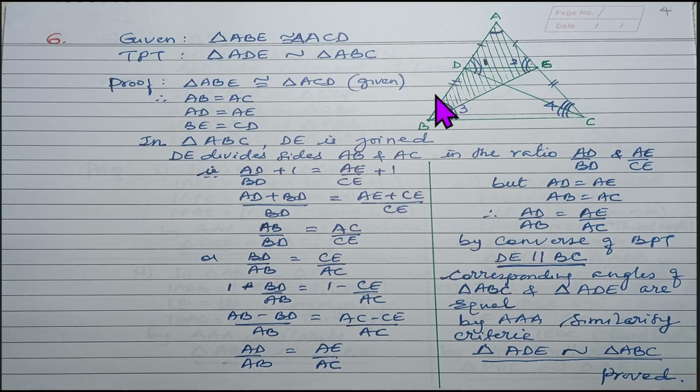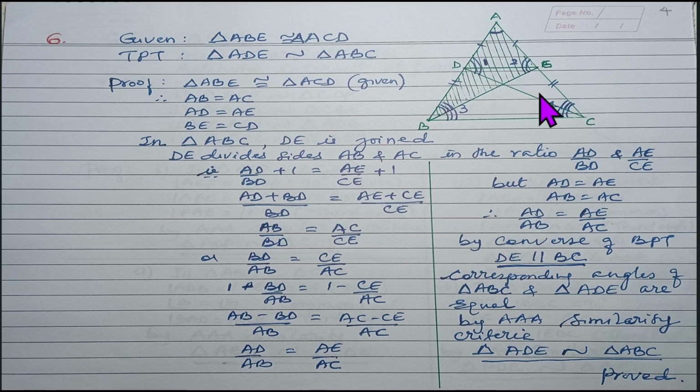Now triangle ABE is congruent to triangle ACD. It means that the corresponding sides are equal. That means AB is equal to AC, AD is equal to AE, and BE is equal to CD, because both are congruent. Now in triangle ABC, DE is joined.